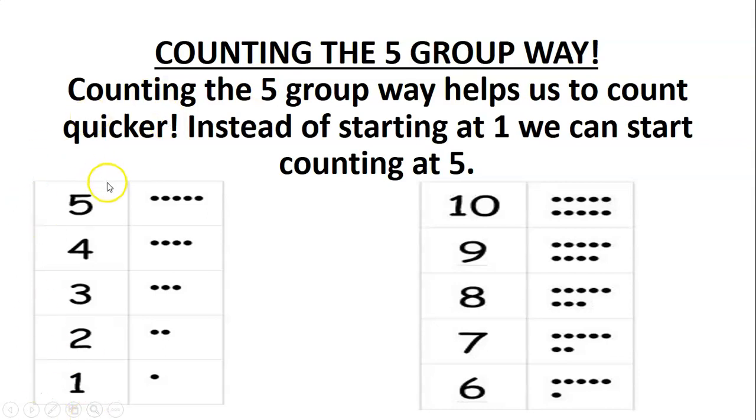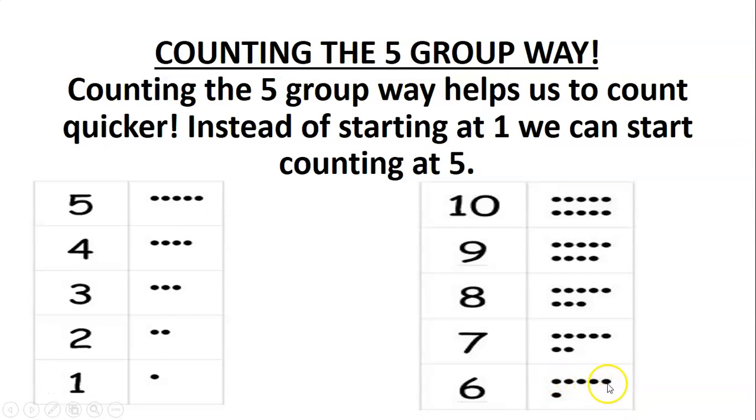So we have 1 through 5 here. 1 has 1 dot, 2 has 2, 3 has 3, 4 has 4, and 5 has 5. So let's move on to numbers higher than 5. Let's look at 6. So instead of counting by ones, 1, 2, 3, 4, 5, 6, counting the 5 group way will help us count quicker. We already know that 5 is going to be in the top row of each of these.